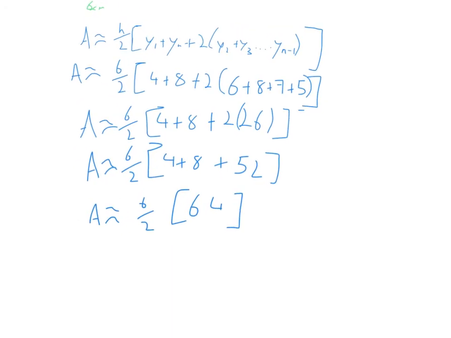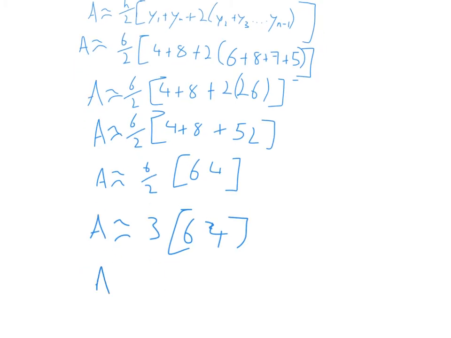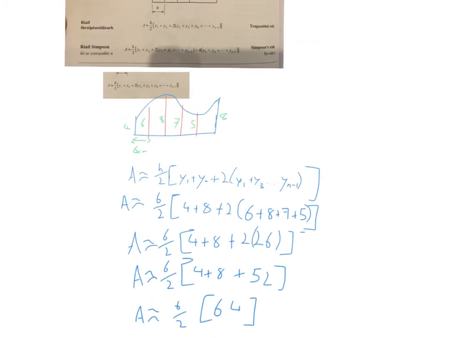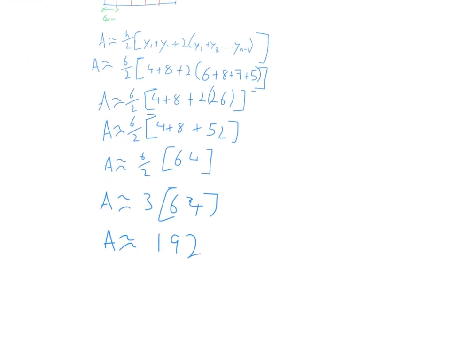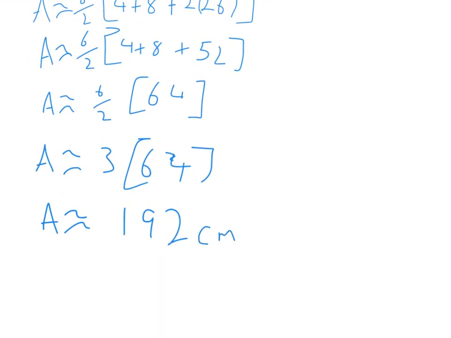Now to solve this out finally, we can simplify the term outside the bracket and then multiply it by what's inside. So 6 divided by 2 will just give us 3. So the area is approximately equal to 3 times 64. That will give us a final answer that the area is approximately equal to 192. Now if we look back at the units we were given originally, that was centimeters. So area then must be, if it's based off that, centimeters squared.